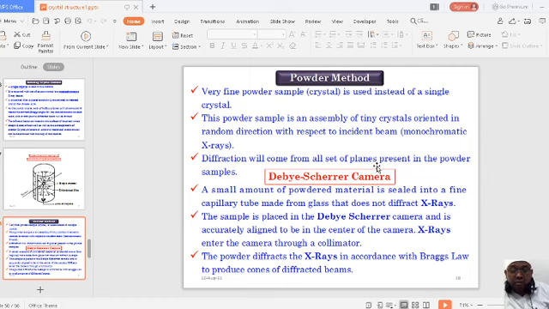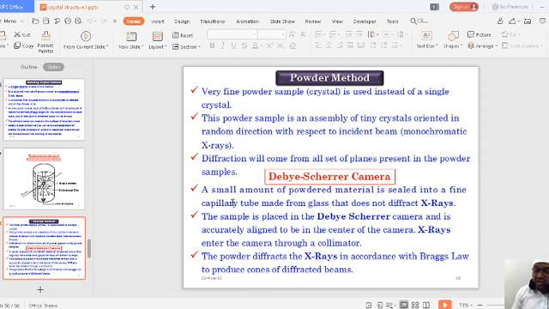See here, a very small amount of powder material is sealed. You can see a small amount of powder sample is sealed into a fine capillary tube. You already know the capillary tube from the chemistry lab. So what is a capillary tube? How does it look?